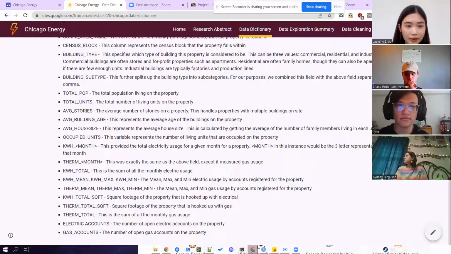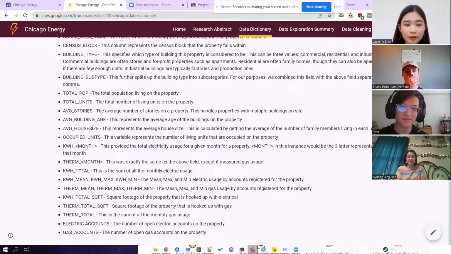The next one is occupied units, which means the number of living units that are occupied on the property. The next two are kilowatt hours and therms. That is electricity usage and gas usage, used monthly by the properties. We also calculate the total kilowatt hours, and also the mean, max, and min for kilowatt hours and therms, which represent different electricity usage and gas usage for the properties.